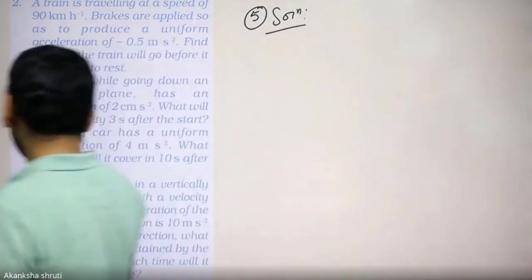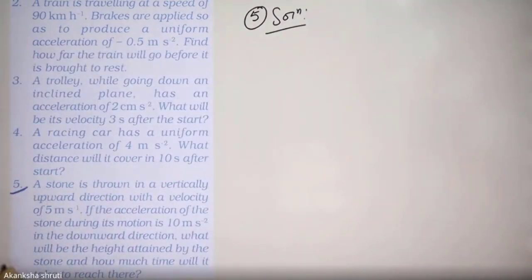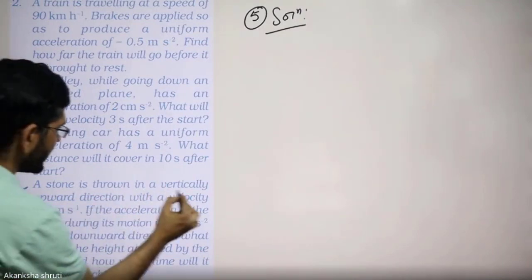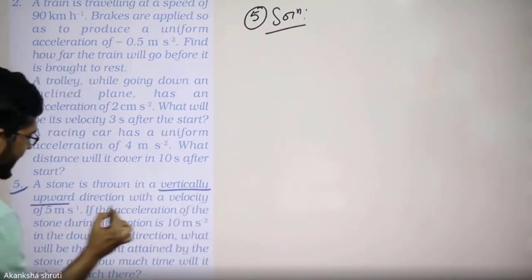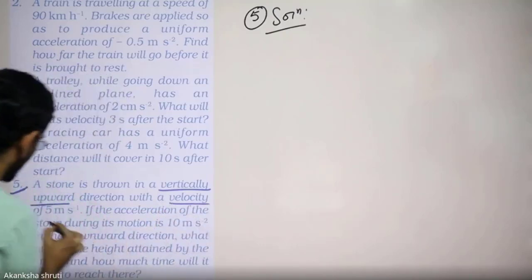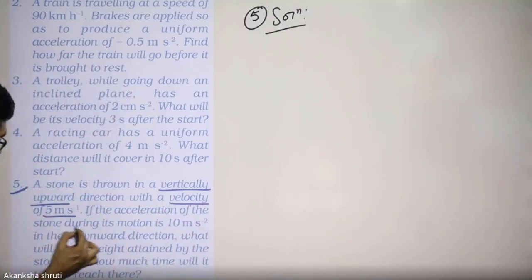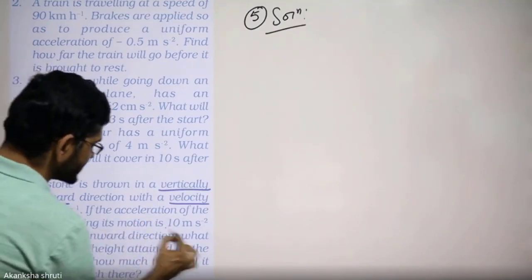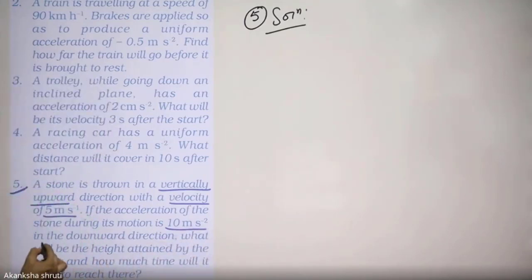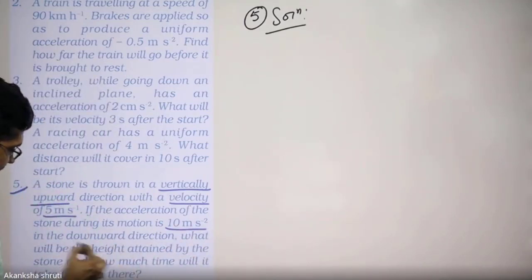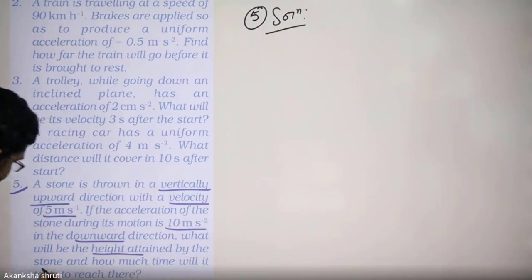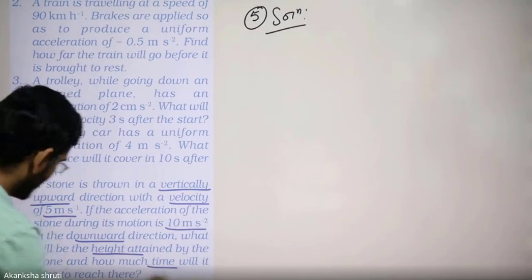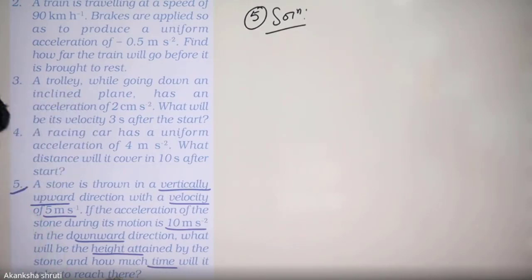These are questions taken from your textbook. Let us solve question number 5. A stone is thrown in a vertically upward direction with a velocity of 5 meters per second. If the acceleration of the stone during the motion is 10 meters per second square in the downward direction, what will be the height attained by the stone and how much time will it take to reach there?